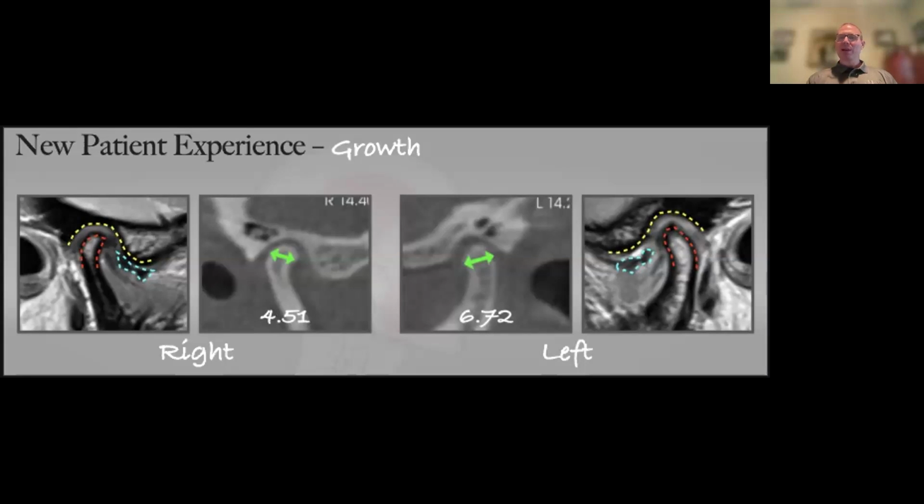So most likely what happened was there was disruption in the growth center that occurred on the right side before the left side. So the left side continued to grow and the right didn't, shifting her chin more towards the right. I mentioned earlier that this can also affect maxillary growth.